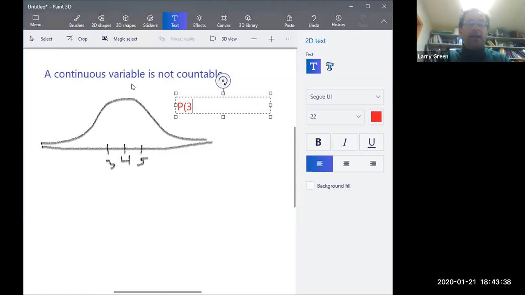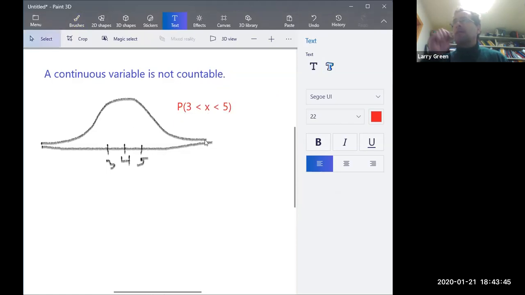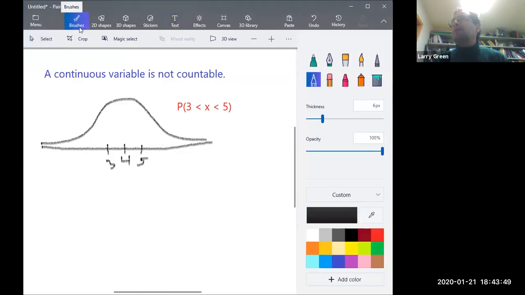Probability that 3 is less than x is less than 5 is going to look just like the following. So now I'm going to go to my brush, do it in red. I'm going to take 3. I'm going to take 5. I'm going to draw a little vertical line segment. Then I'm going to shade in the area under the curve between 3 and 5.